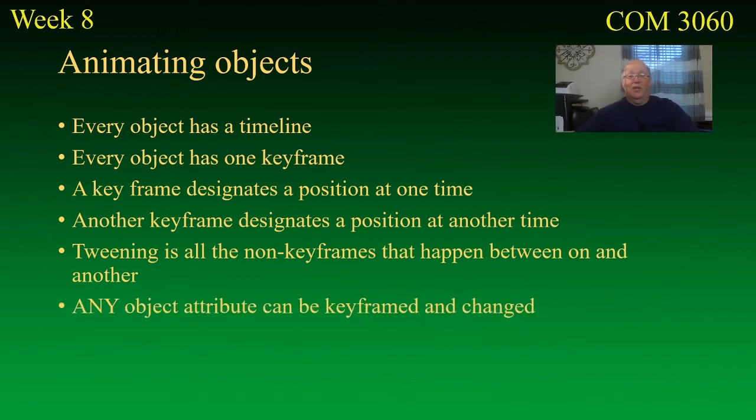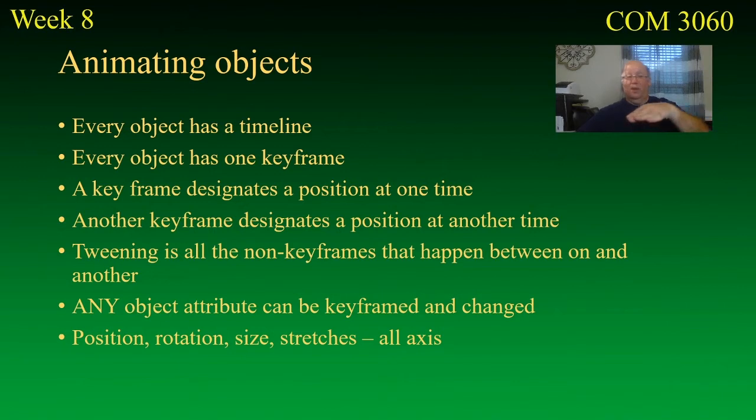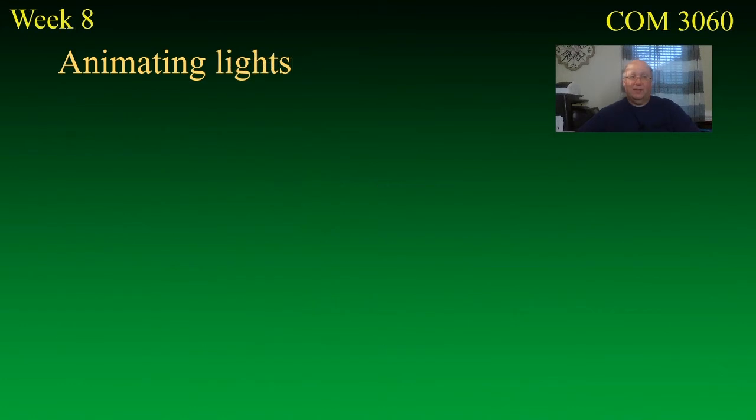And any object attribute can be keyframed and changed. Now that's, for example, position. You can move the object around. Rotation, the object can spin or turn. The object can get bigger or smaller. The object can stretch. And it can do all these on every axis. And so just there, you've got a lot of latitude. You can move the object and do all kinds of crazy things to the object and animate all of that.